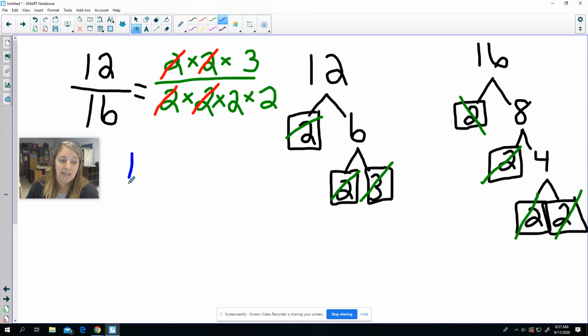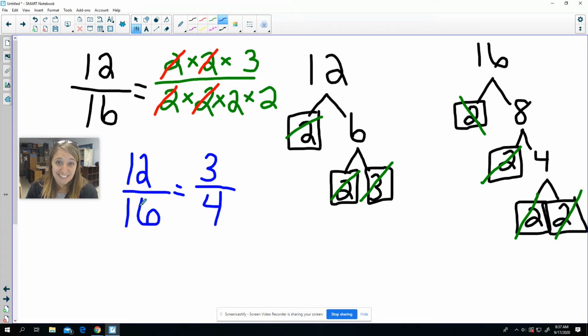It says to take what you have remaining and put them on top of each other. So 3 is the only thing left on top, so I have 3. 2 times 2 is the only thing I have left on bottom, and 2 times 2 is 4. So 12/16 in simplest form is 3/4. All right, let's try one more so you can see the breaking apart.